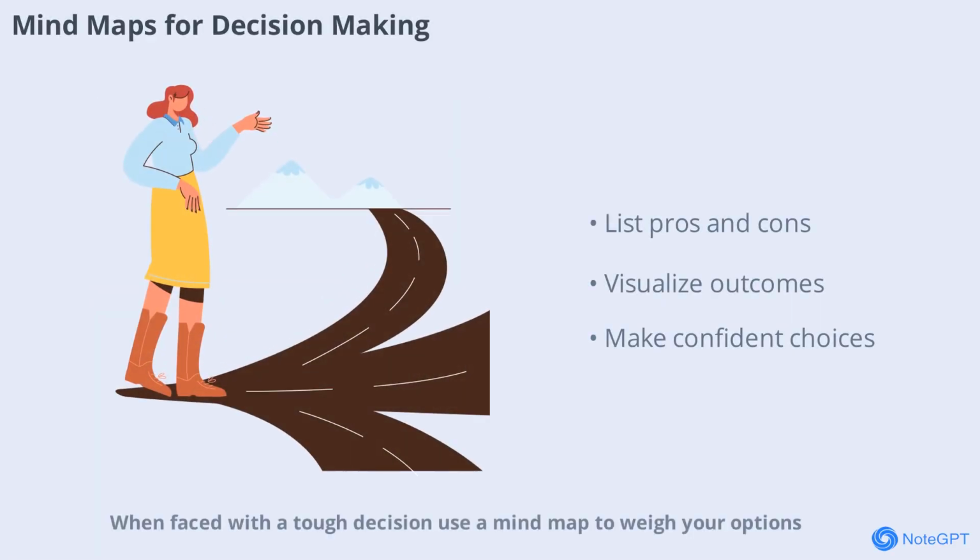When faced with a tough decision, use a mind map to weigh your options. List the pros and cons of each choice, possible outcomes, and factors to consider. This visual breakdown helps you make clearer, more confident decisions.